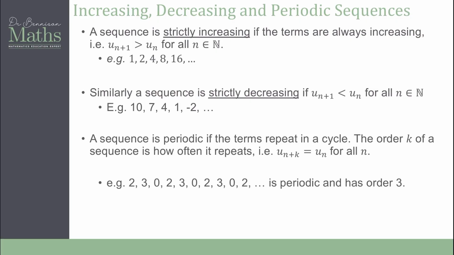And we also have a definition for periodicity. So a sequence is periodic if the terms repeat in a cycle. The order or the period of the sequence is how often it repeats. For instance, the sequence given there is periodic and has order 3 because the repeating block is of length 3. Using the fact that the ellipses just mean that the sequence goes on forever, the next two terms will be 3, 0, 2, 3, 0, etc.